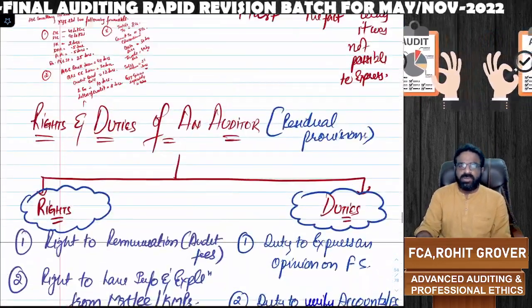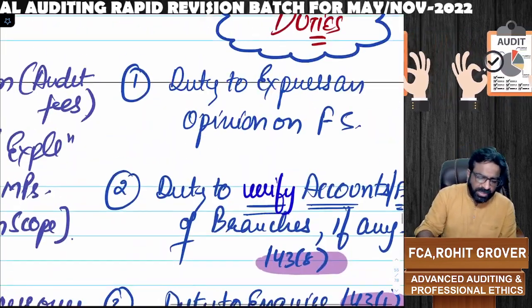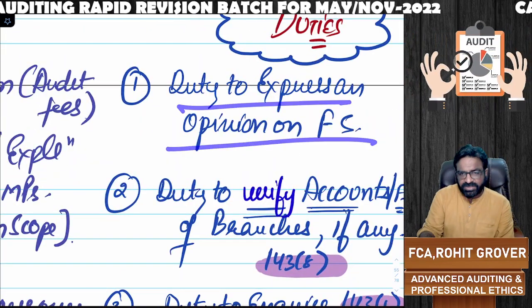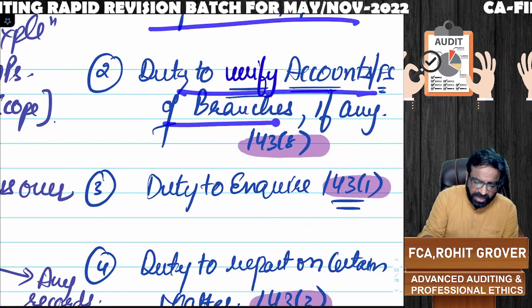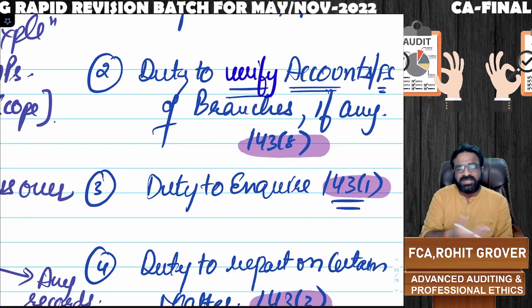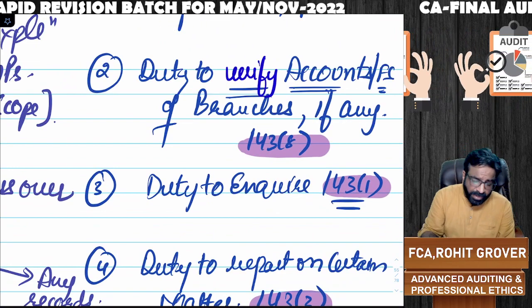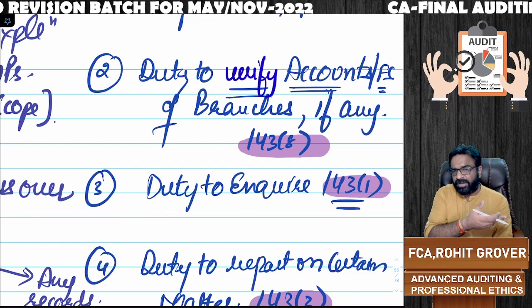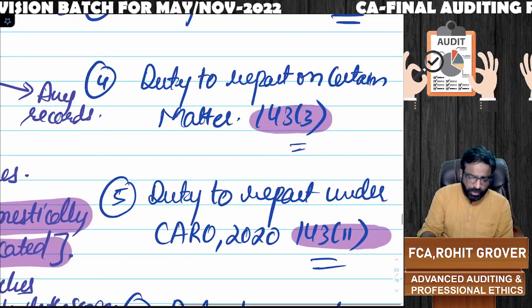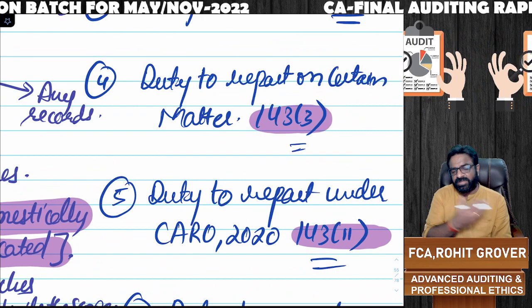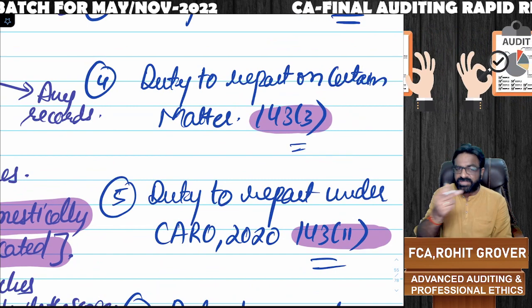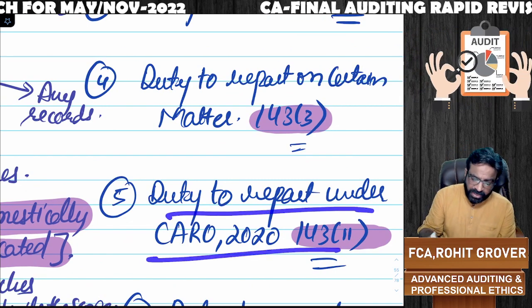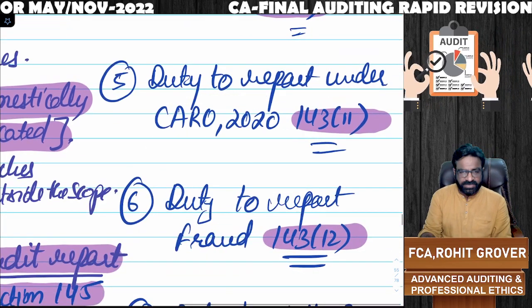Then what are the duties you have? You already know these duties. Duty is to express an opinion on financial statements. Duty is to verify the accounts of branches if you are visiting, that is 143 subsection 8. Duty is to inquire, which we have already done, 143 subsection 1. Duty is to report on certain matters, 143 subsection 3, where the amendment has come in the J clause. Duty to report under CARO 2020, that is 143 subsection 11.